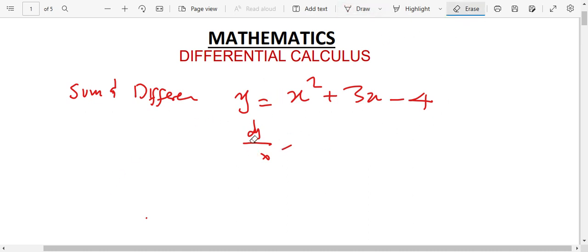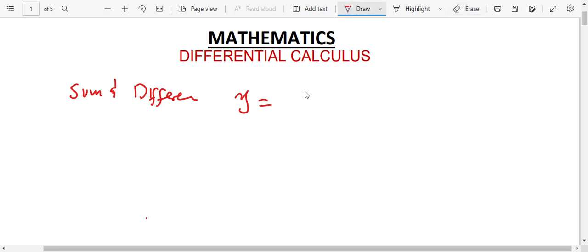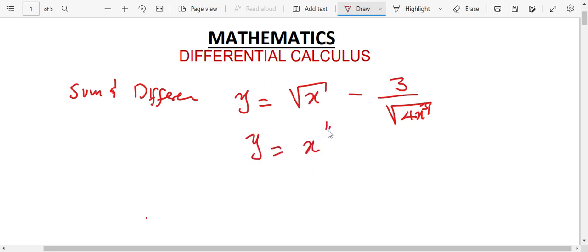So it's the very simplest, and you'll be given some things like you want to find the derivative of square root of x minus, let's say, 3 divided by square root of 4x to the power 3. Something like this. You want to find the derivative. So this, just write the power, it becomes power half minus a 3.